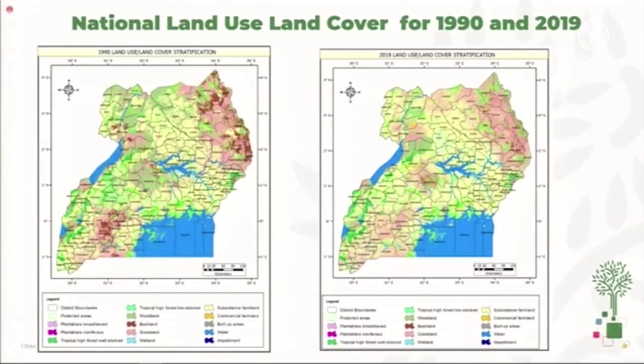So displayed before us are land cover maps for Uganda, one for 1990 and 2019. So if we look at the northern part of the country, we can see that we had some good green as compared to 2019. That means Uganda has lost its forests over the years as well.